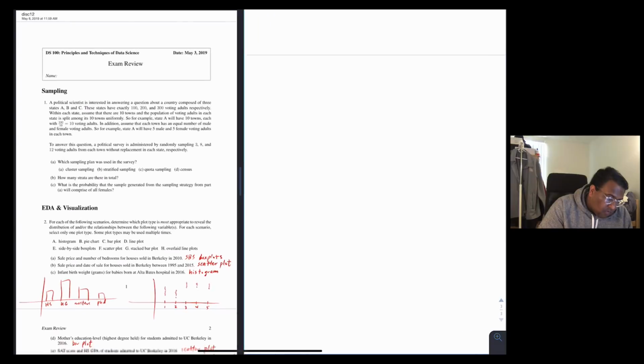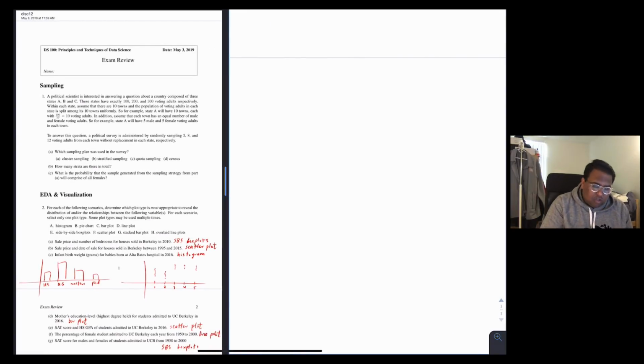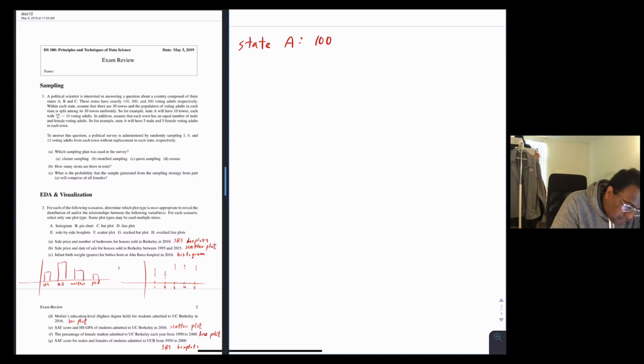Okay, so let's go over here. Make sure you've read this before continuing. So we're told that we have 3 states, and in each state there's 10 towns, and the population in each state is evenly distributed amongst the 10 towns. So state A has 100 people. That means there's 10 people per town.